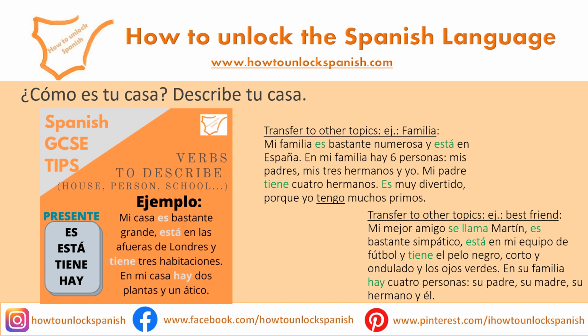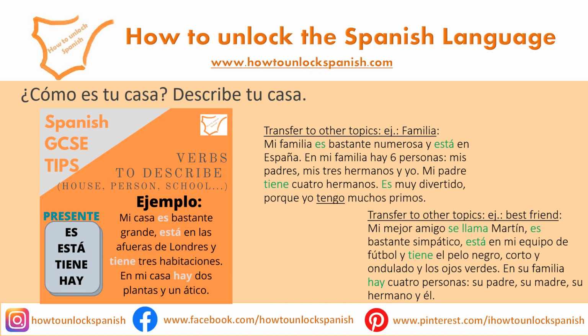So in my answer, I'm using 4 very useful verbs to describe something or someone. Ser, estar, tener, and haber. I'm using them in the present tense and the third person because I'm describing someone else or something else. It's not me, it's not you, it's something else. So I'm using es, está, tiene, and hay.